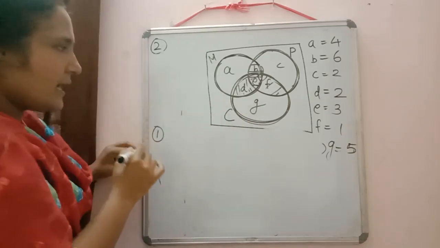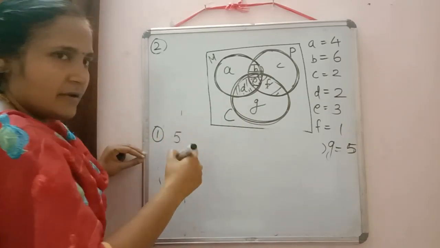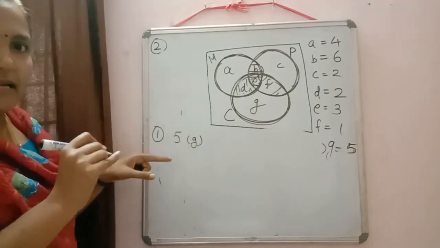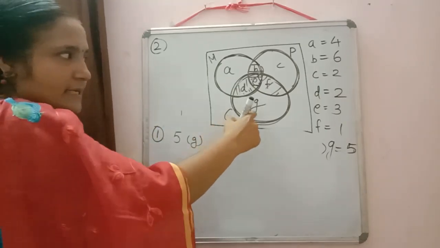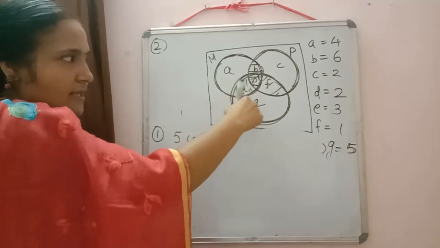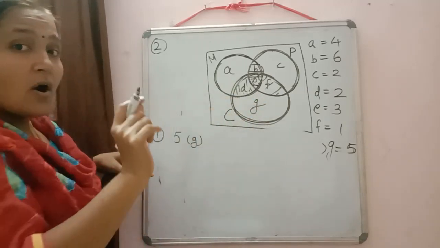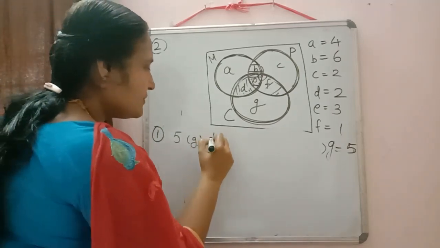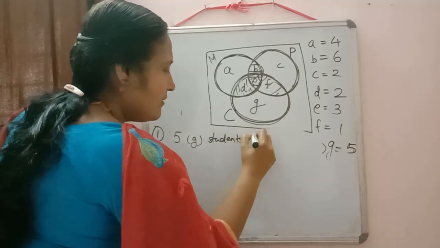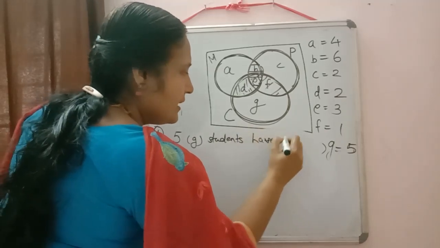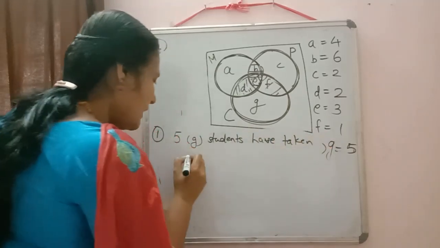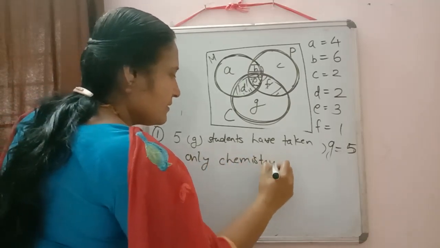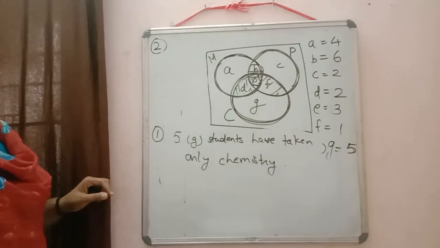So directly you can write down the answer here, 5. For your reference, if you want, you can just write down here G, so that it will be clear to you that G is that region which denotes the number of students who have taken only chemistry. So just write down the answer. 5 students have taken only chemistry. Okay, in this way you can write down the answer.